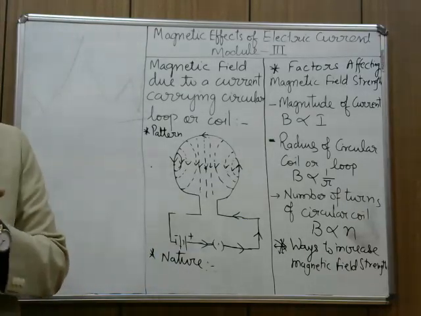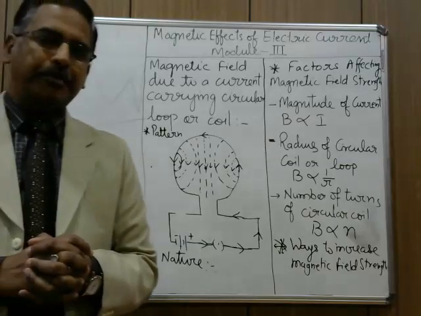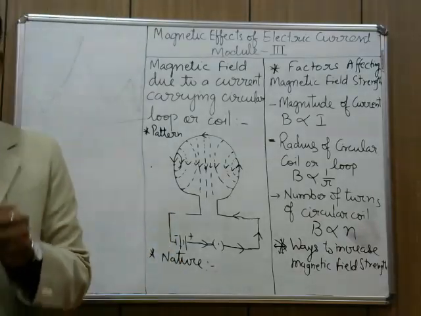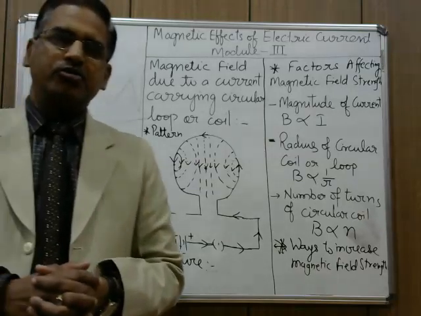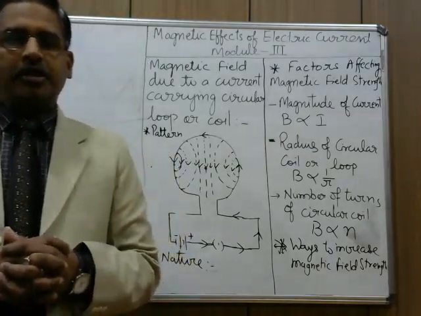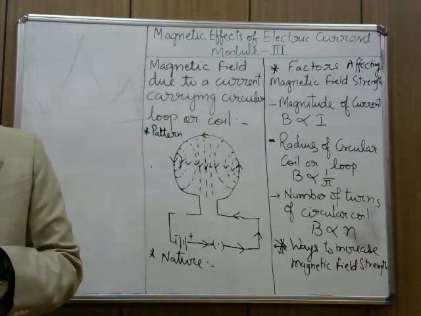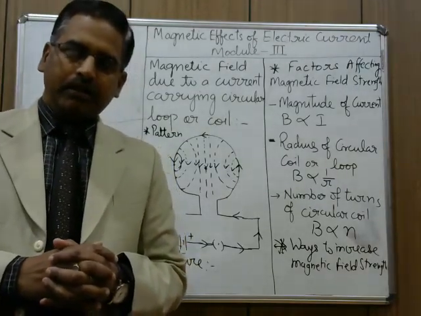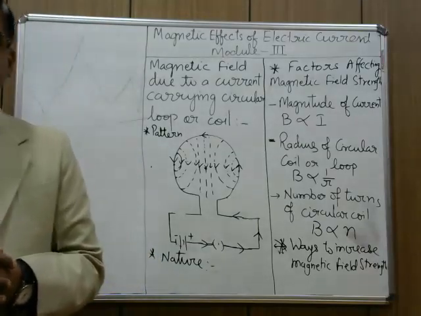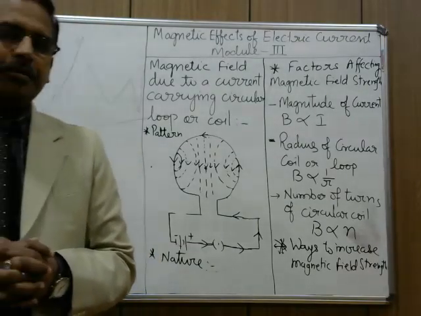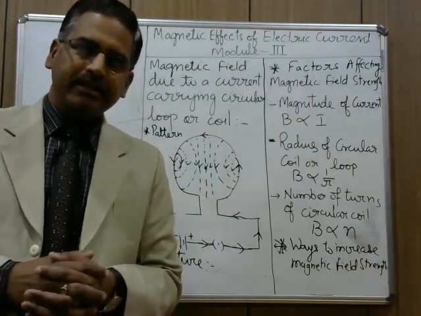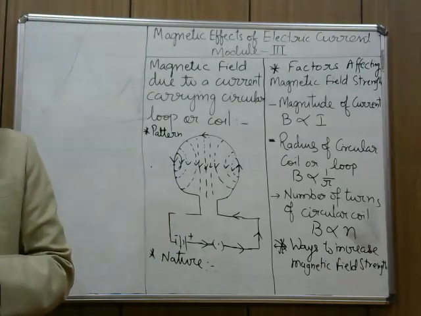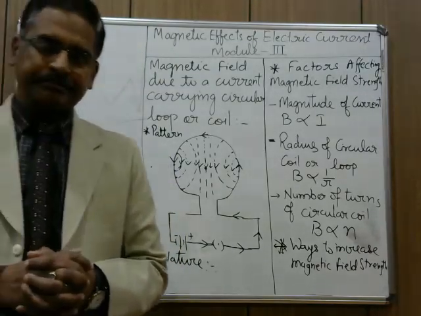Second, the factors affecting the magnetic field strength. There are three factors on which the magnetic field produced by a current carrying circular loop depends. First, magnitude or amount of current. Strength of magnetic field is directly proportional to magnitude of current. That is, on increasing the current in the circular loop, the strength of magnetic field also increases, and vice versa.